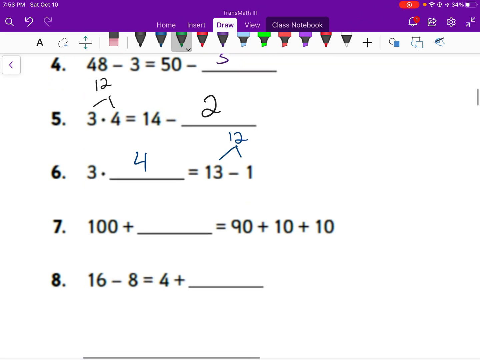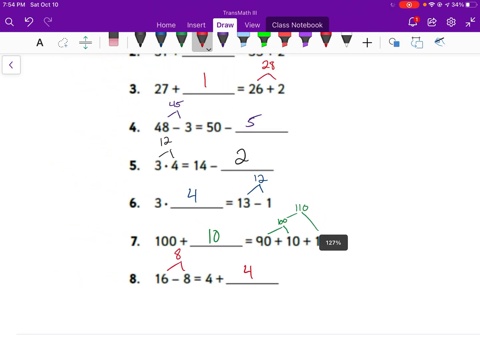Number 7, 100 plus what is equal to 90 plus 10 plus 10? Okay, 90 plus 10, that's 100. 100 plus 10, that's 110. So that right side is equal to 110. 100 plus 10 is equal to the 110. Okay, finally number 8, 16 minus 8, which is 8, is equal to 4 plus what? 4 plus 4 is equal to 8.